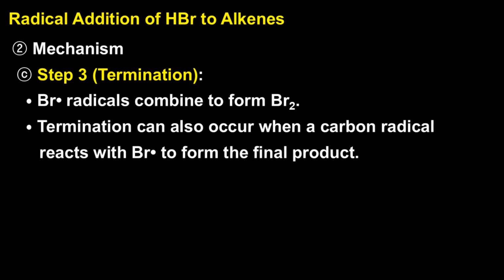Let's wrap up the mechanism with step 3, termination. At some point, the radical chain has to stop. And that happens when two radicals meet and react, canceling each other out. One common case is when two bromine radicals combine to form Br2. No more reactive species, so the chain stops there. Another possibility? A carbon radical might bump into a bromine radical. If that happens, they form a stable bond, and that completes the product. Either way, termination brings the radical process to a close.